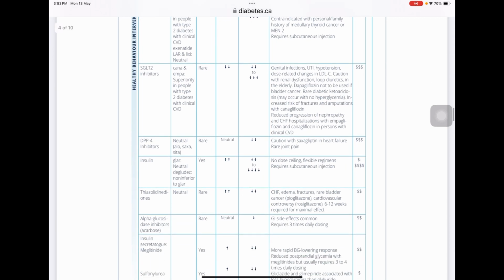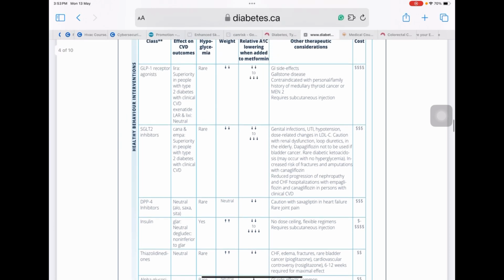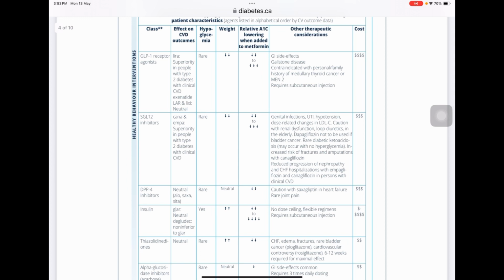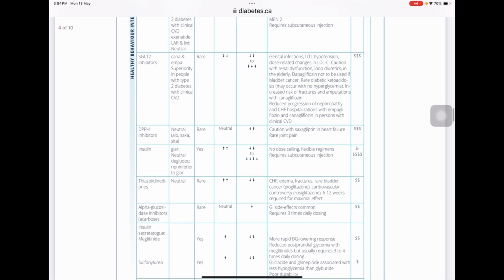Now coming to insulin, we have neutral degludec, non-inferior to glargine. You see, insulin is associated with hypoglycemia. Yes, weight gain is more, the patient will gain more weight, and it will lower HbA1c. No dose ceiling, flexible regimens, requires subcutaneous injection, and insulin is very expensive. It does lower HbA1c, but it also makes the patient gain weight, and it is associated with hypoglycemia. So the two most important things to remember for insulin are that the patient may have weight gain, and the patient may have hypoglycemia.